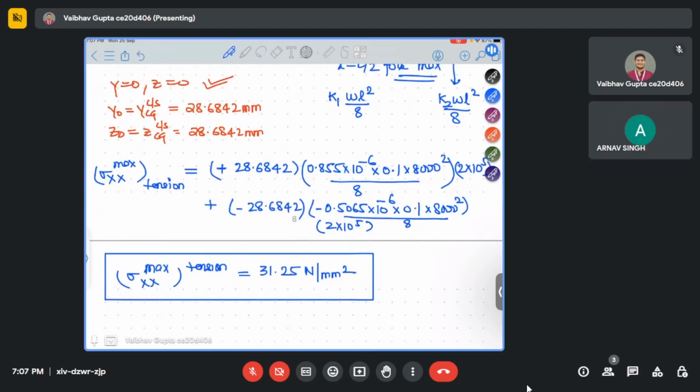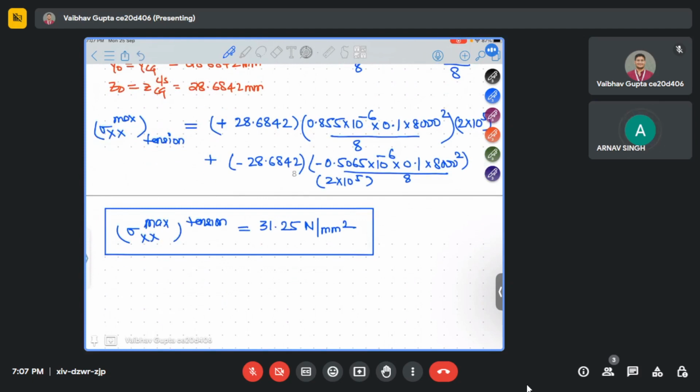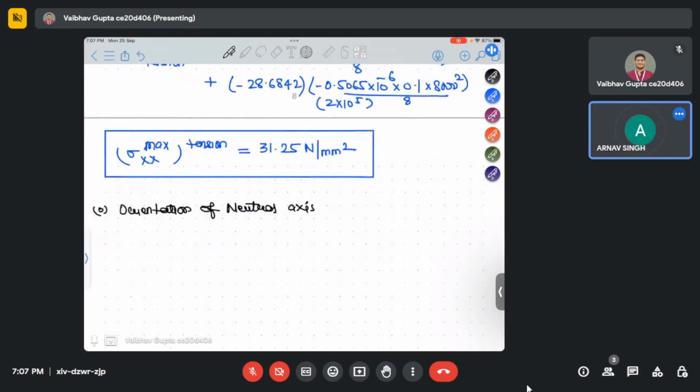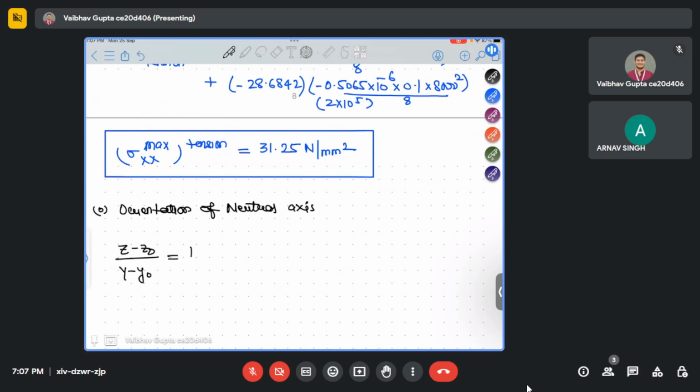Now one thing also I will solve. Next is orientation of neutral axis. So what is the formula? (Z minus Z naught) upon (Y minus Y naught) equal to tan beta equal to Iyy Mz, because My is 0, so I am not writing that term. You can see the notes for the full formula. For our case, this is the only formula required.